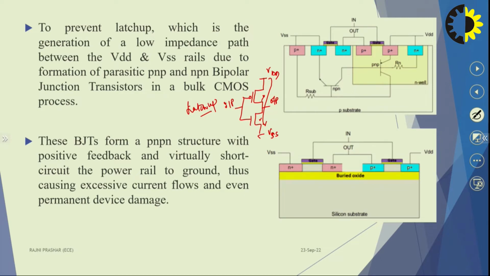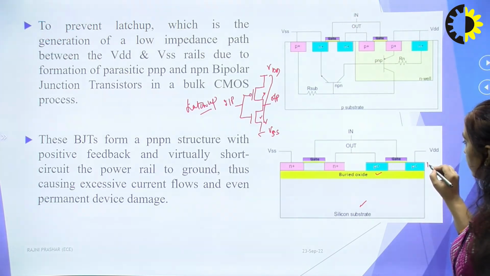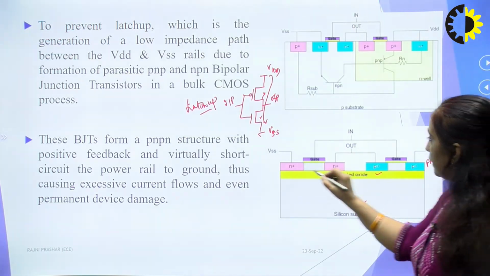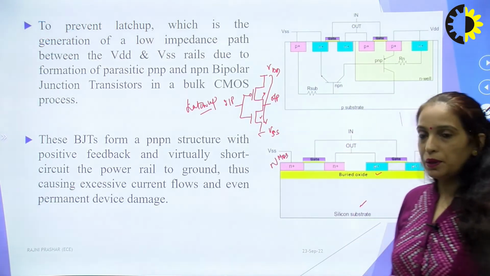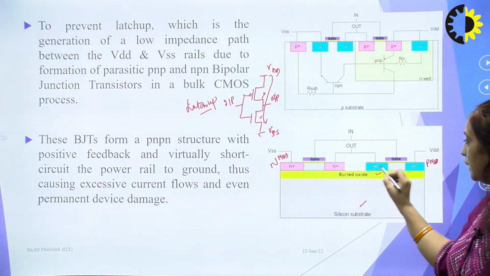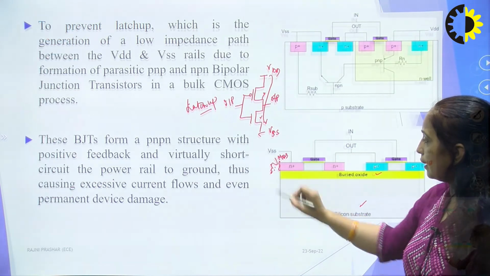So, in SOI technology, we have the silicon substrate. Your buried oxide is deposited over this silicon substrate, and then we have this silicon area, where we fabricate the PMOS and NMOS. This complete part is the silicon area, right?